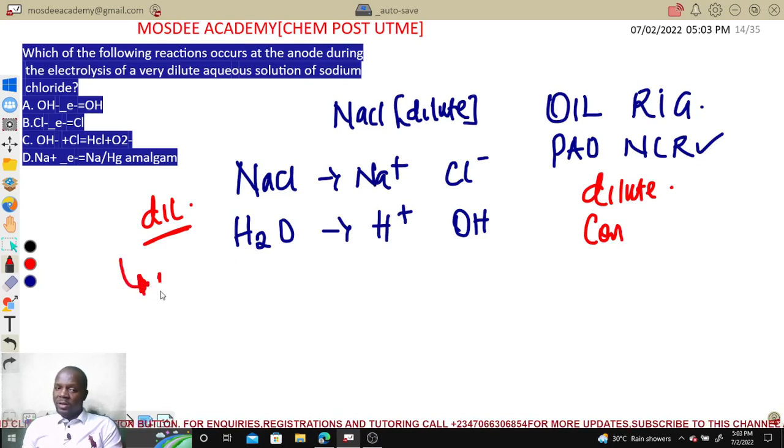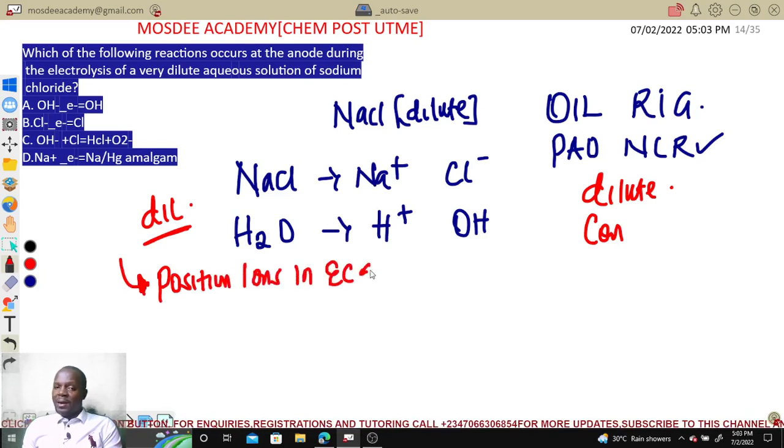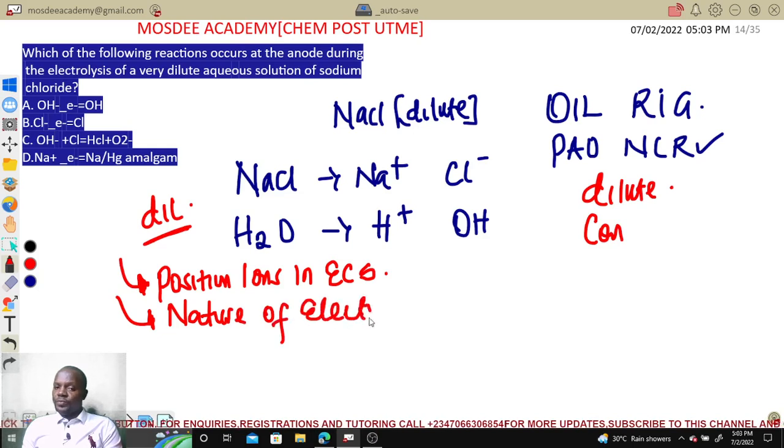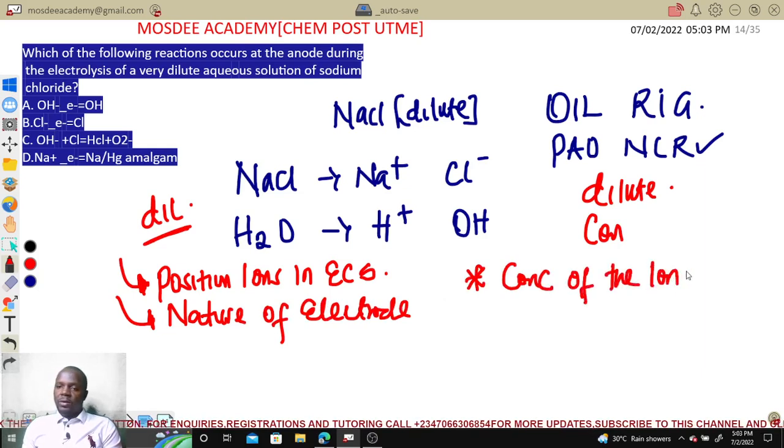Maybe I talked about it. The position of the ion or ions rather in the electrochemical series. Then, like I said, the nature of the electrode that is used. And the last factor is concentration of the ion. So these are the three major factors that affect the discharge of ions during electrolysis.